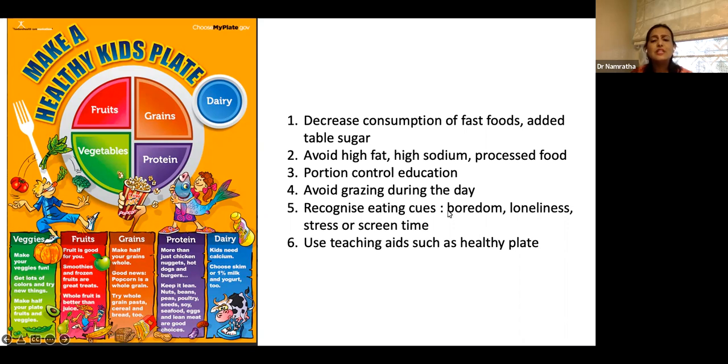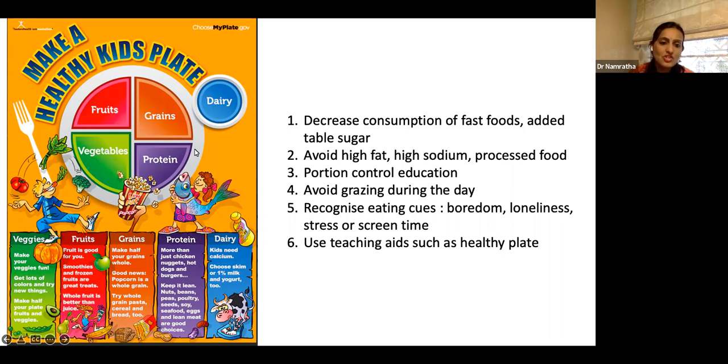A lot of times, children might just eat because of boredom, loneliness, excessive stress or screen time. So parents should be taught how to look out for these cues, and we can make it interesting for the child as well, make the child a part of the conversation.